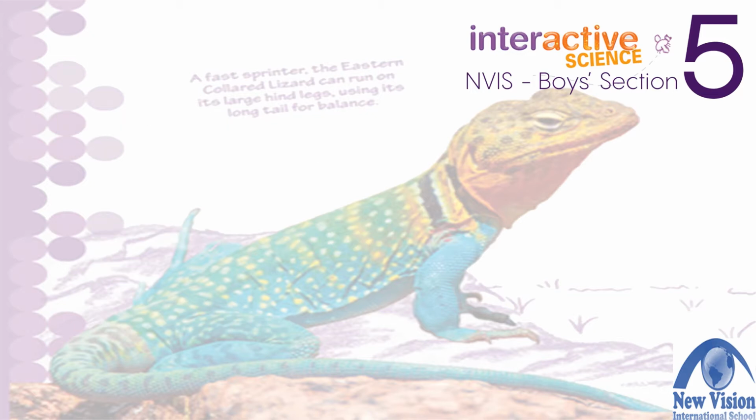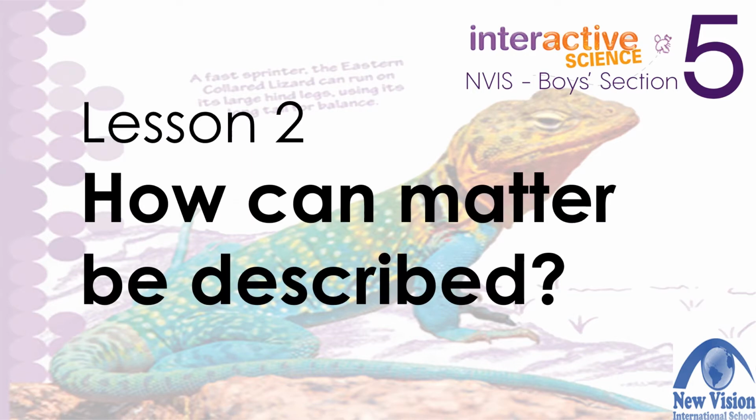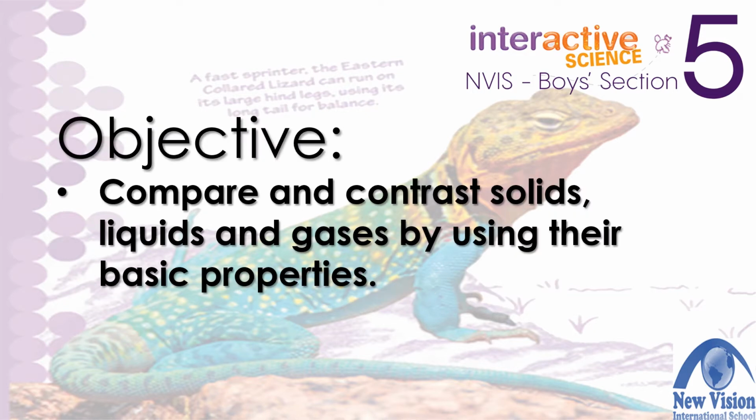The lesson that we are going to discuss in this video is Lesson 2 of Chapter 1, How Can Matter Be Described? The objective of this lesson is to compare and contrast solids, liquids, and gases by using their basic properties.